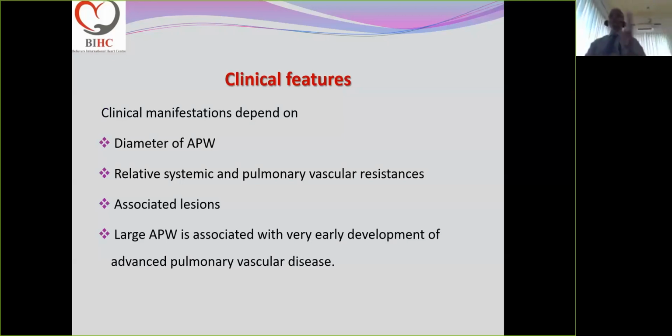Otherwise, large AP window is associated with early development of advanced pulmonary vascular disease. When we go into underprivileged regions of this country or the third world in general, one of the things that we find in older children with Eisenmenger syndrome is a previously undetected AP window. It tends to get ignored and the patient presents for the first time with Eisenmenger syndrome.